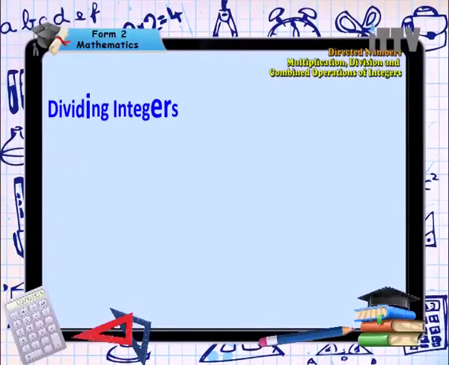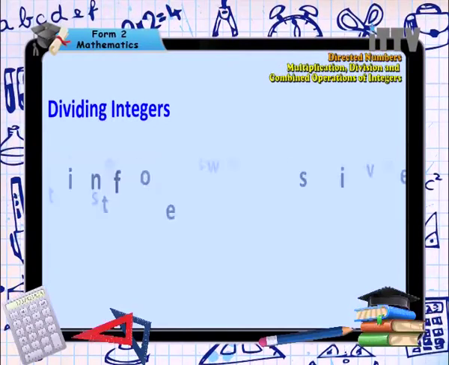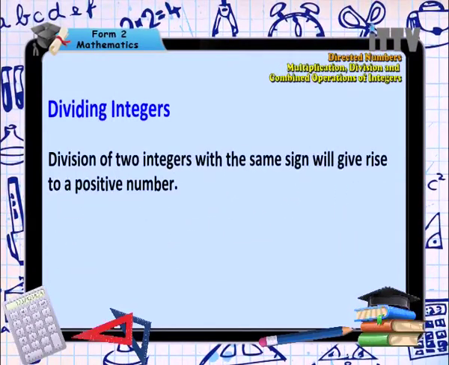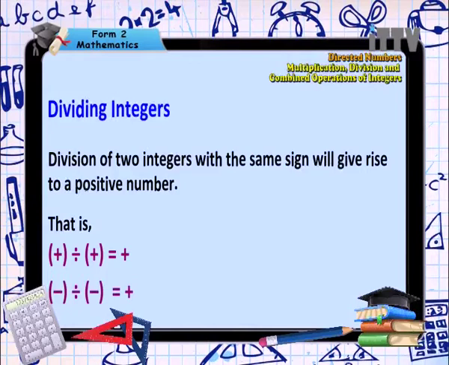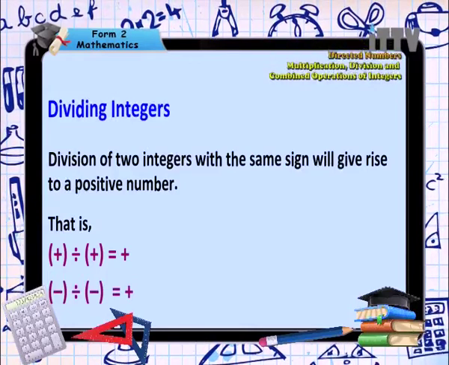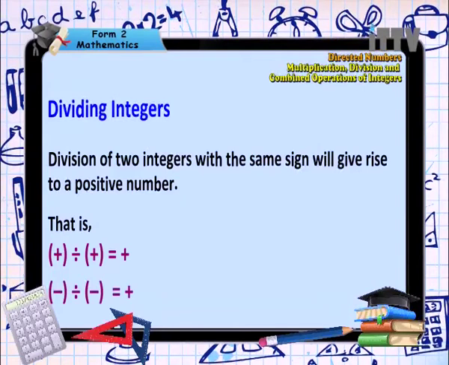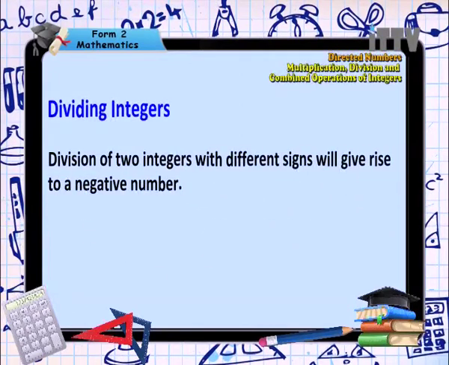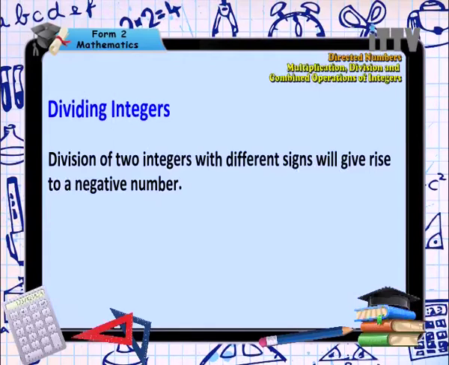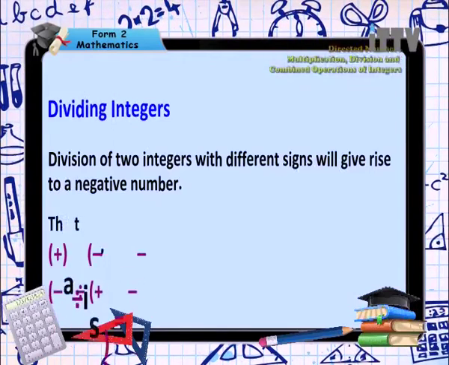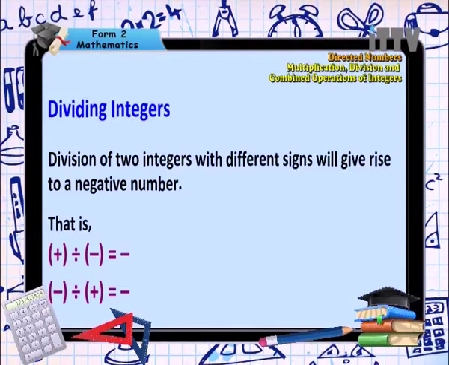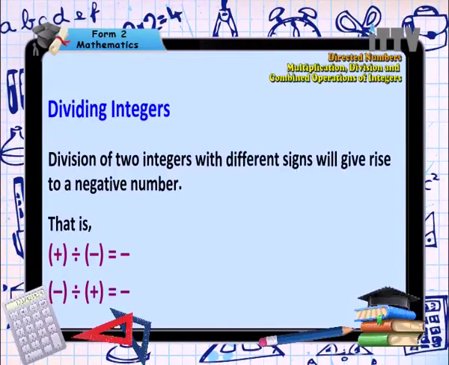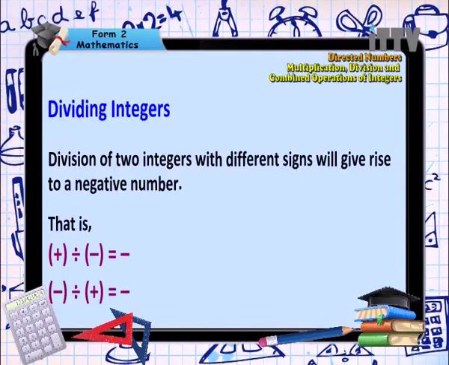Let's carry on. Next, we're going to take a look at dividing integers. Division of two integers with the same sign will give rise to a positive number. That is, a positive integer divided by a positive integer will give rise to a positive number as the answer. And a negative integer divided by a negative integer will also give rise to a positive number. However, division of two integers with different signs will give rise to a negative number. That is, a positive integer divided by a negative integer will eventually give rise to a negative number, and a negative integer divided by a positive integer will also give rise to a negative number.